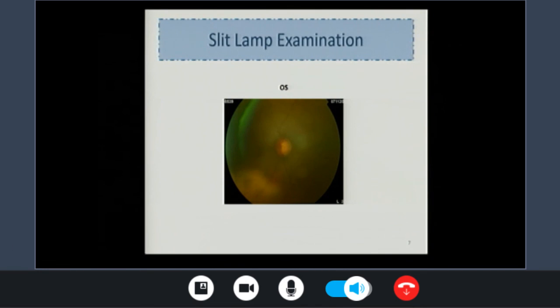Yeah. So she has here, as you can see, also inferior thinning of the neuroretinal rim.